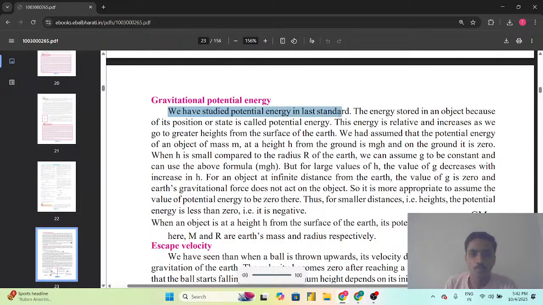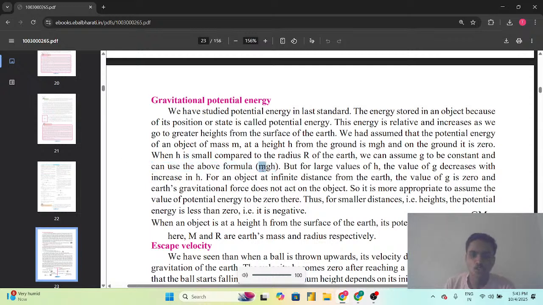So we have studied potential energy in the last standard. The energy stored in an object because of its position or state is called potential energy. This energy is relative and increases as we go to greater heights from the surface of the earth. We had assumed that the potential energy of an object of mass m at a height h from the ground is mgh, and on the ground it is 0. So when h is small compared to the radius r of the earth, we can assume g to be constant and can use the formula mgh.